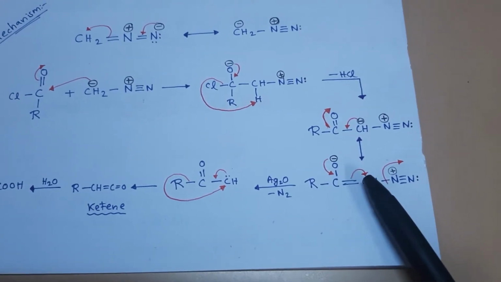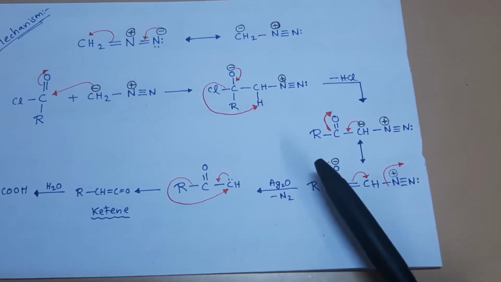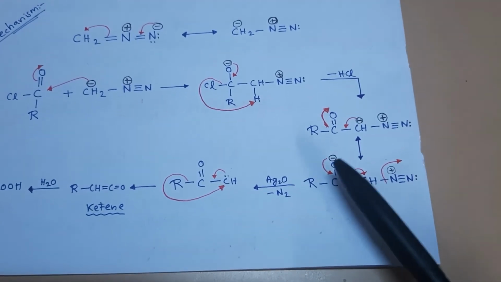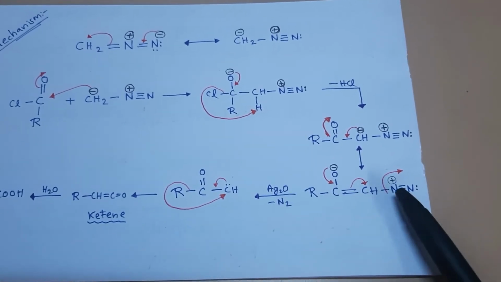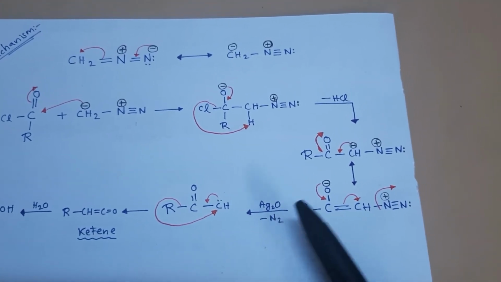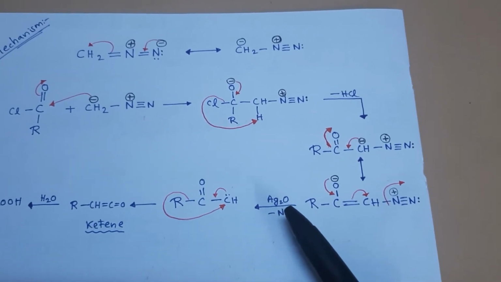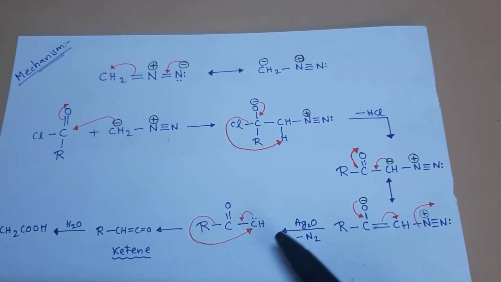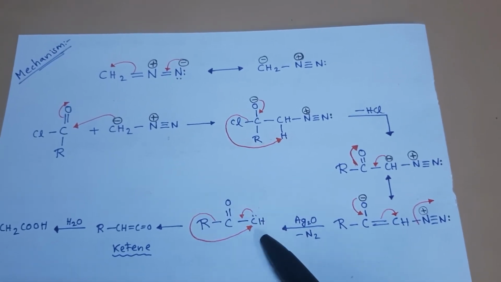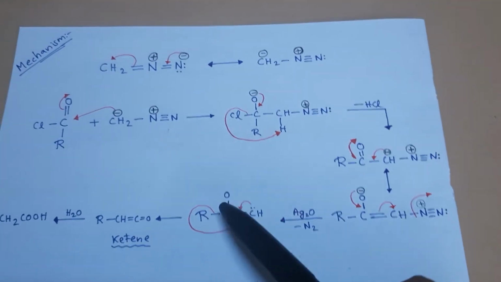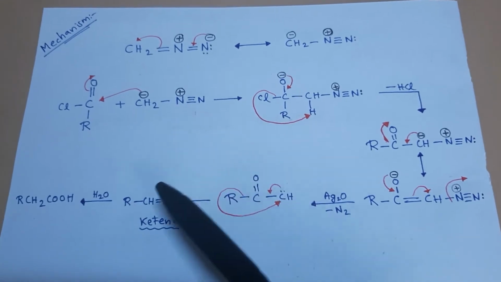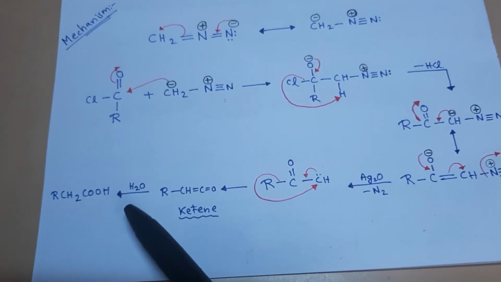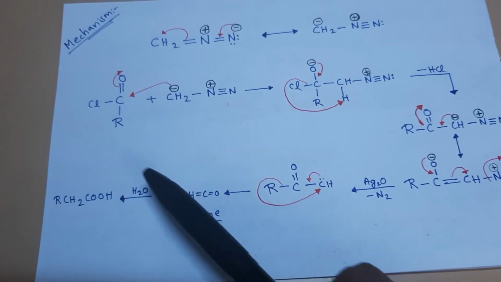Then the electron cloud in the double bond will shift towards the carbon side again, and the negative charge will again shift towards creating a double bond, and it will form a C double bonded O. Now this N2 plus will be removed as nitrogen gas, and on exposure to Ag2O, silver oxide, this bond will shift towards this side, and the lone pair on the negatively charged carbon will shift as a double bond here, which will form a ketene, which is actually C double bonded O. Then on reaction with H2O, it will form the final carboxylic acid.